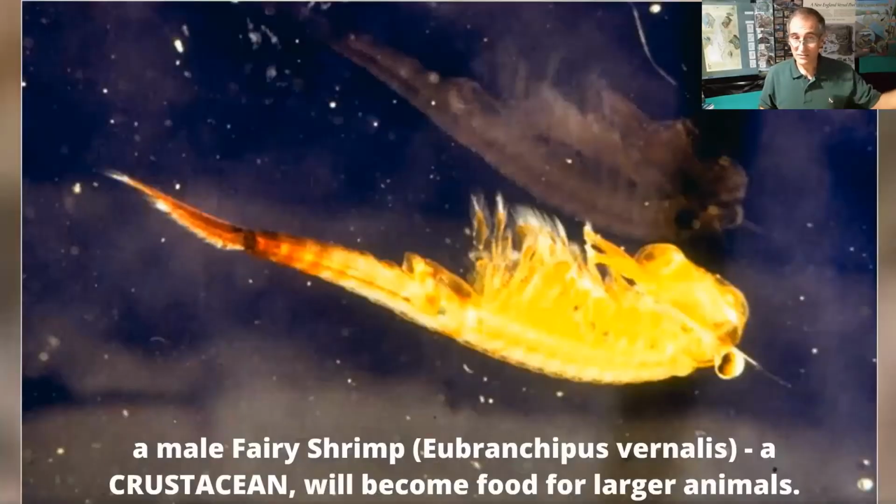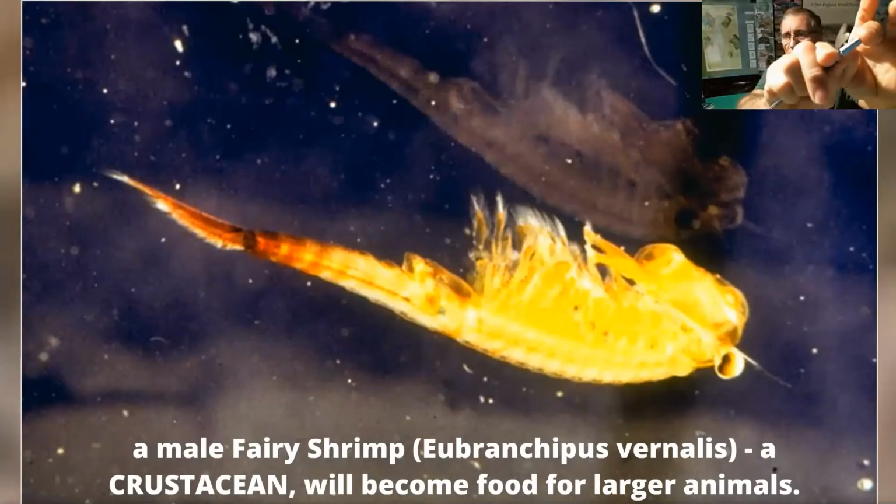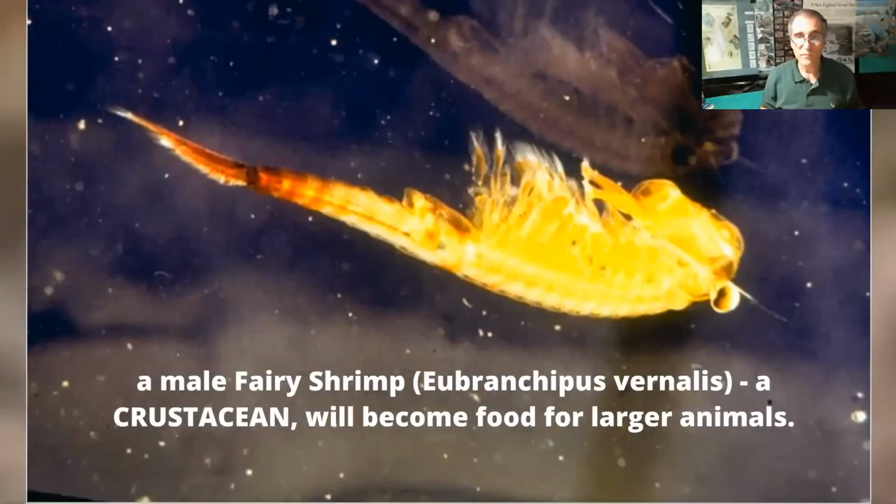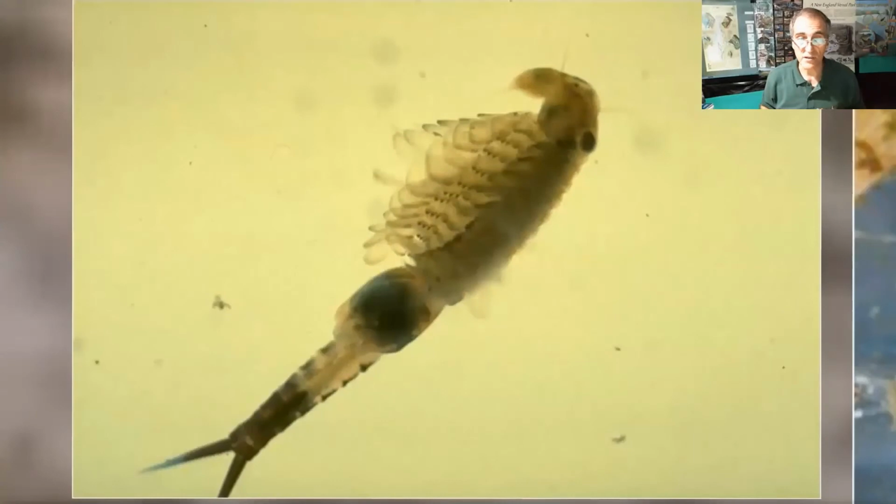So we've looked at the class insecta. Now we're looking at crustaceans, the fairy shrimp. Now these are obligate vernal pool species, only come out in vernal pools, and they're pretty small animals. It probably is no bigger than this, no bigger than your thumbnail. That was a male, this is a female. That's a brood pouch.